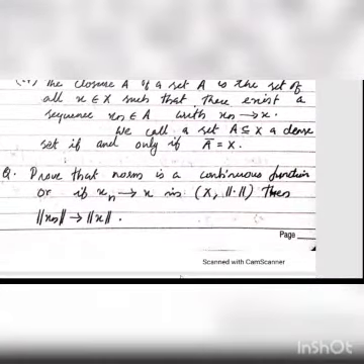Next is to prove that the norm is a continuous function. In order to check the continuity, we will prove that if a sequence xn converges to x, then f of xn converges to f of x, and then we will say that the function is continuous. So here also we have the same strategy for proving the norm to be a continuous function.